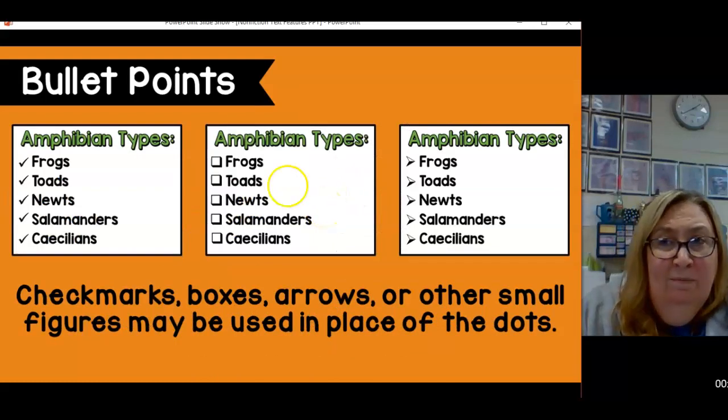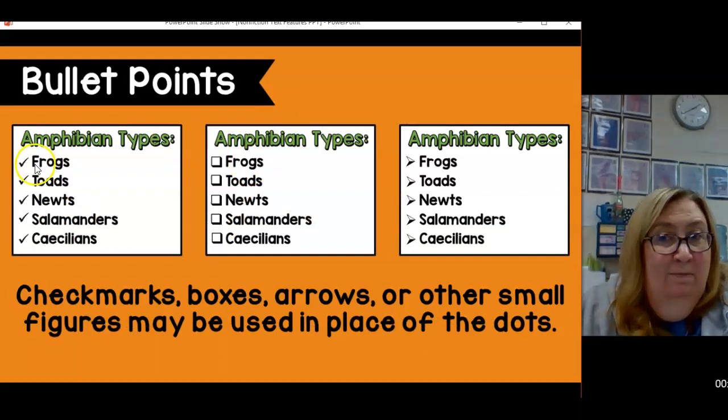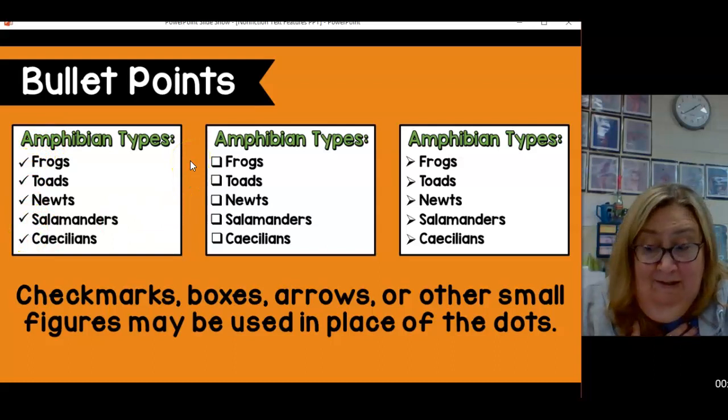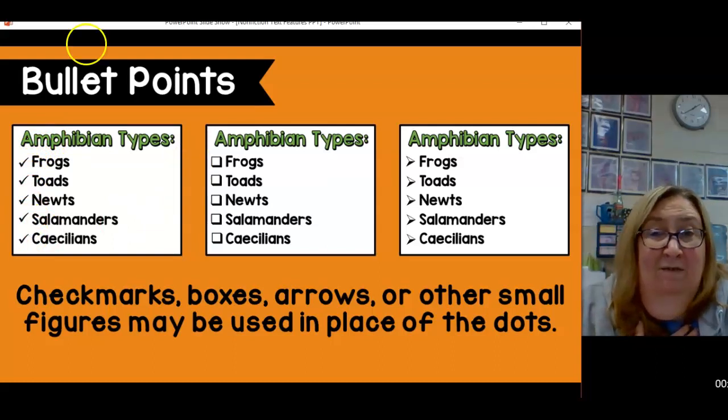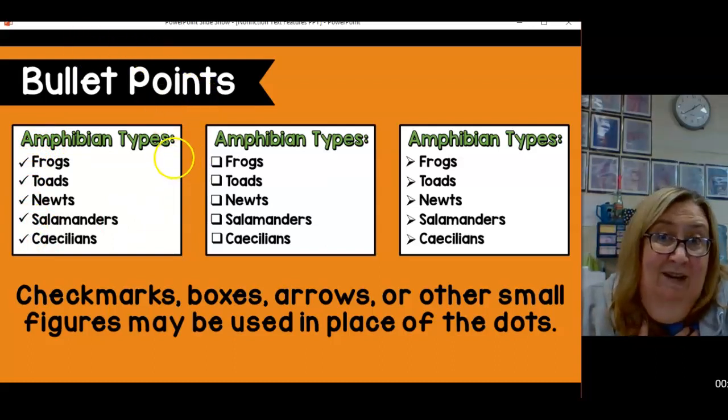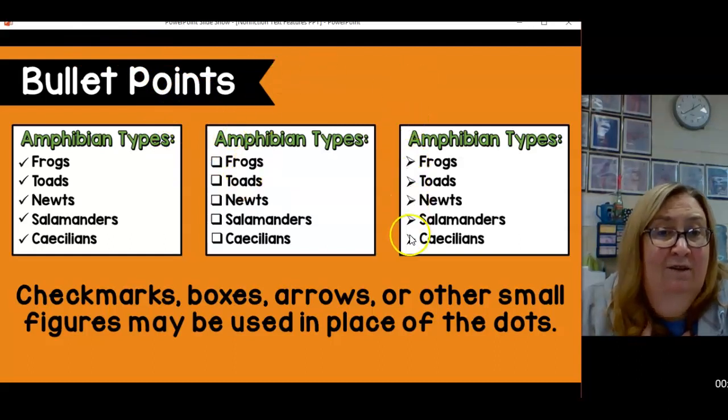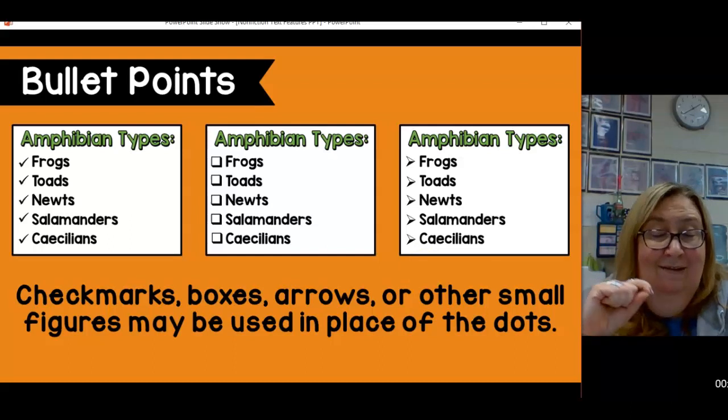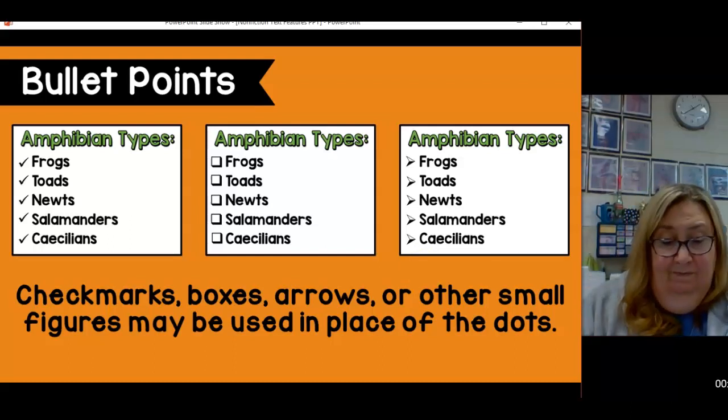So not all bullet points are dots. Some people like to use check marks. When I'm making a list of things for myself, for me to do, especially, I'll often use boxes because then when I'm done with it, I can go check it off in the boxes. Sometimes they use arrows. I've seen all sorts of things, little stars, or whatever, any kind of symbol that indicates you're moving on to the next piece of information.